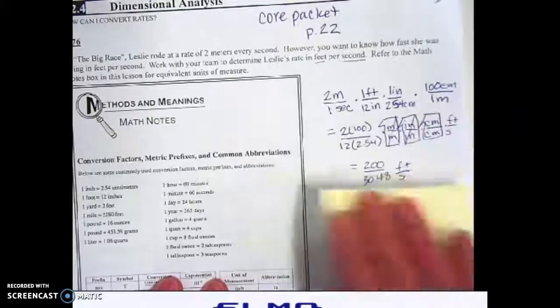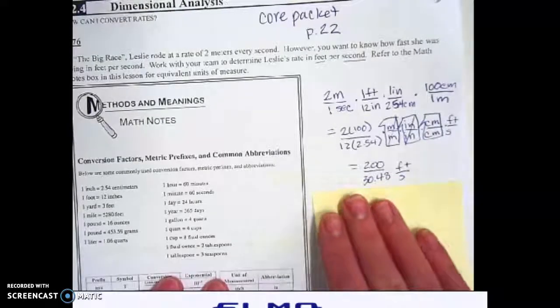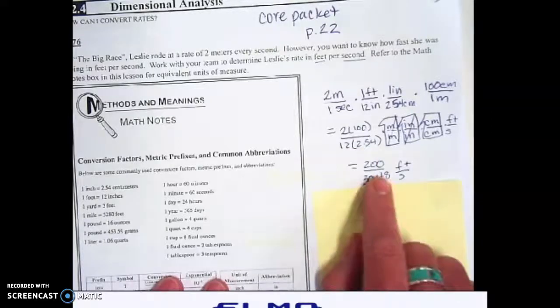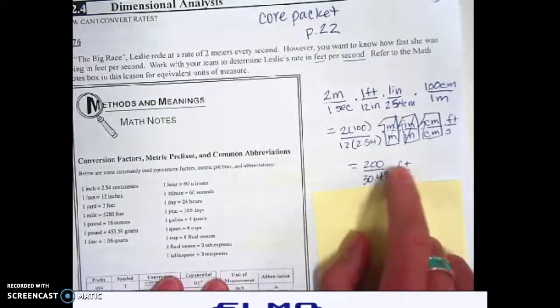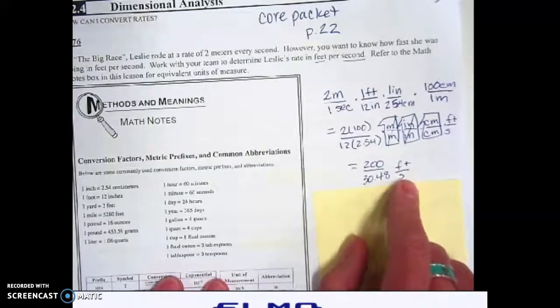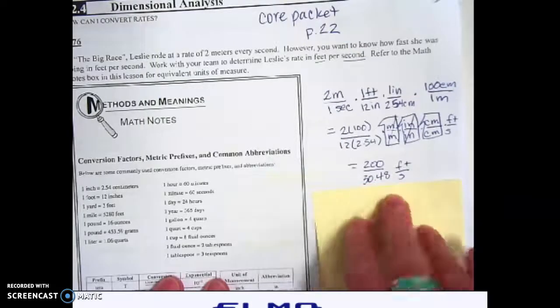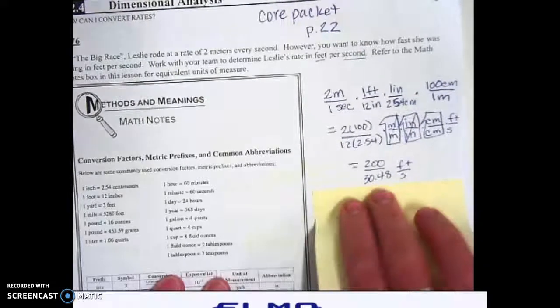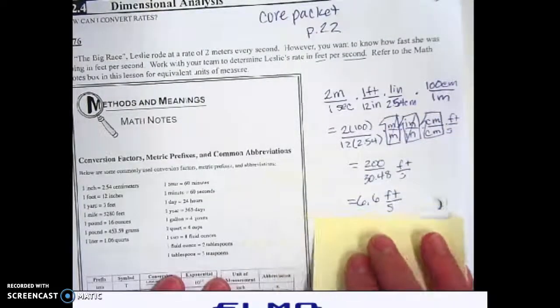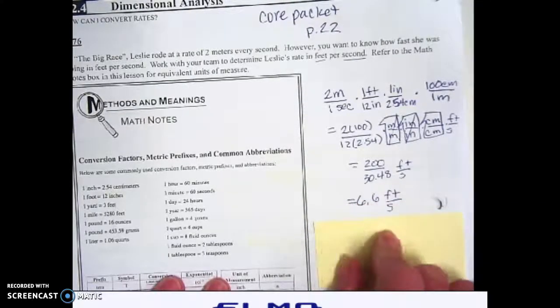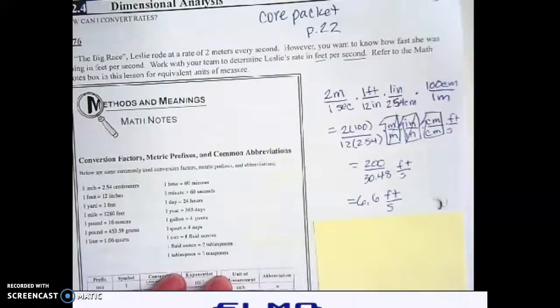So then I grab my calculator and I can multiply 2 times 100 in my head, right? Get 200. Multiply 12 times 2.54 on the calculator. I got 30.48. And I've narrowed it down to feet per second already. Then I just do one more calculation with my calculator. 200 divided by 30.48. And I rounded to 6.6. 6.6 feet per second. So if you punch that in your calculator, you're going to get the same thing.